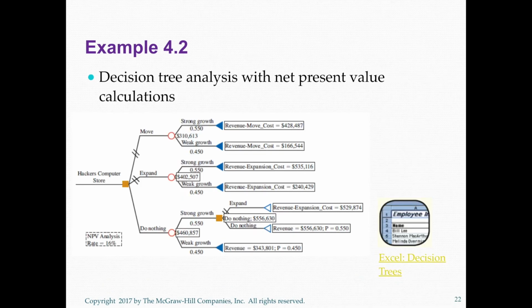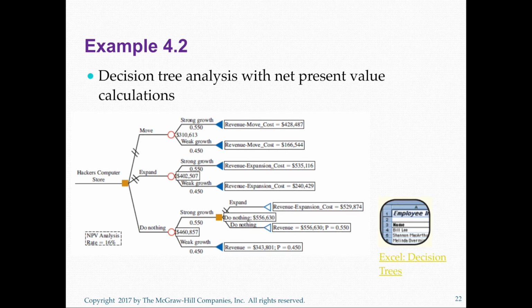Next we move on to the decision tree taking into account the net present value. This payoff value should be converted into net present value by taking into account the discount rate 16% in this case. I'm not going to detail the net present value for this case. Decision tree analysis with the net present value calculations just discounted the expected value of our alternatives. But the decision that we made does not change.